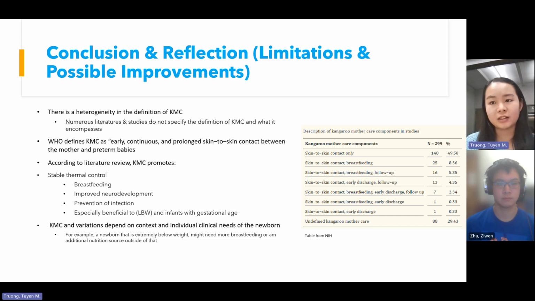In this table from the National Institute of Health in England, we can see that KMC in different studies do vary. Some only consider skin-to-skin contact, some consider skin-to-skin contact with breastfeeding, and others also include follow-up check-ins with the practitioner. So obviously KMC treatment varies a lot. So we do suggest in the future that there be more standardized characteristics or components of KMC for practitioners to use. Yeah, so in our model, we just want to again point out that we're using the World Health Organization definition of KMC in our model.